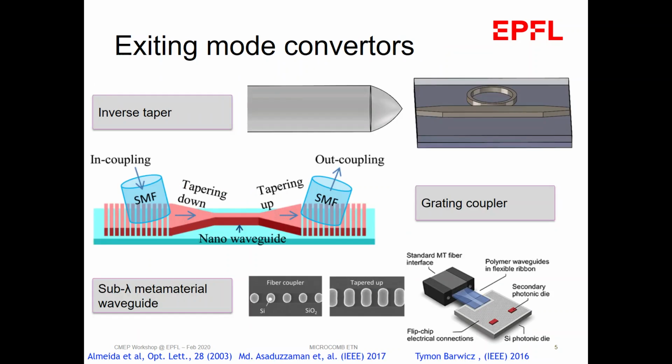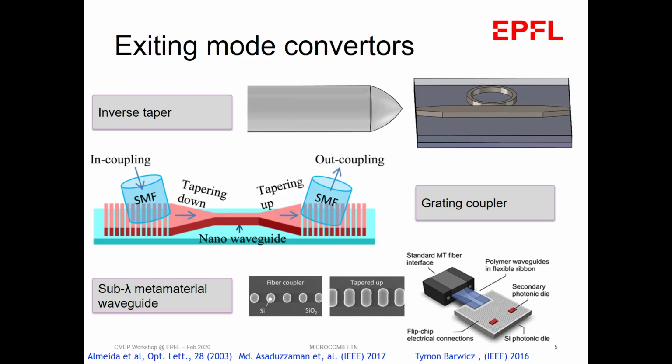So I just put a small list here to show you what kind of existing mode converter solutions people already built. The first one I already showed you is the inverse taper. The advantage is that it works for a very broadband wavelength. So you can really make a taper mode converter that can cover the range around 1 micron to 2 micron easily.